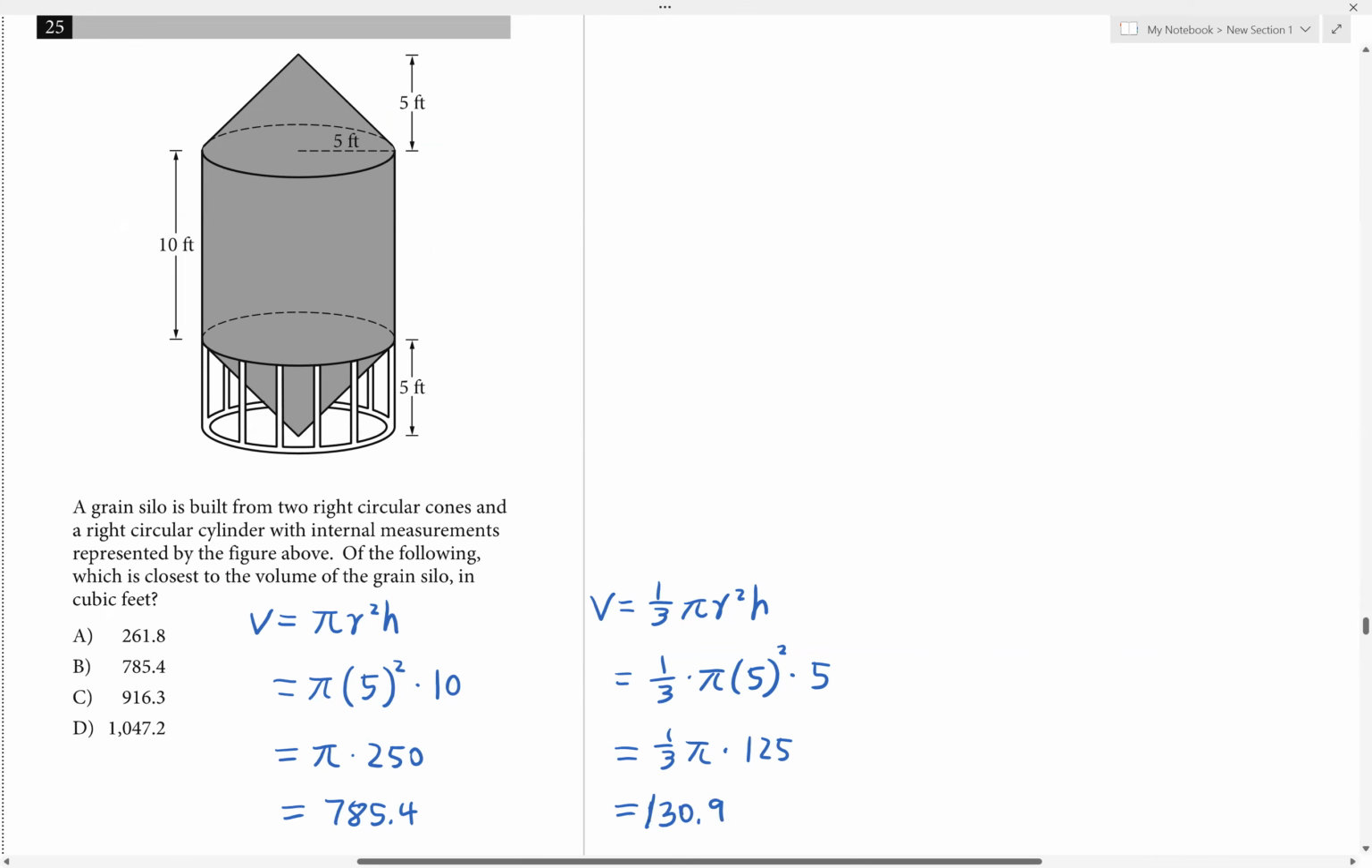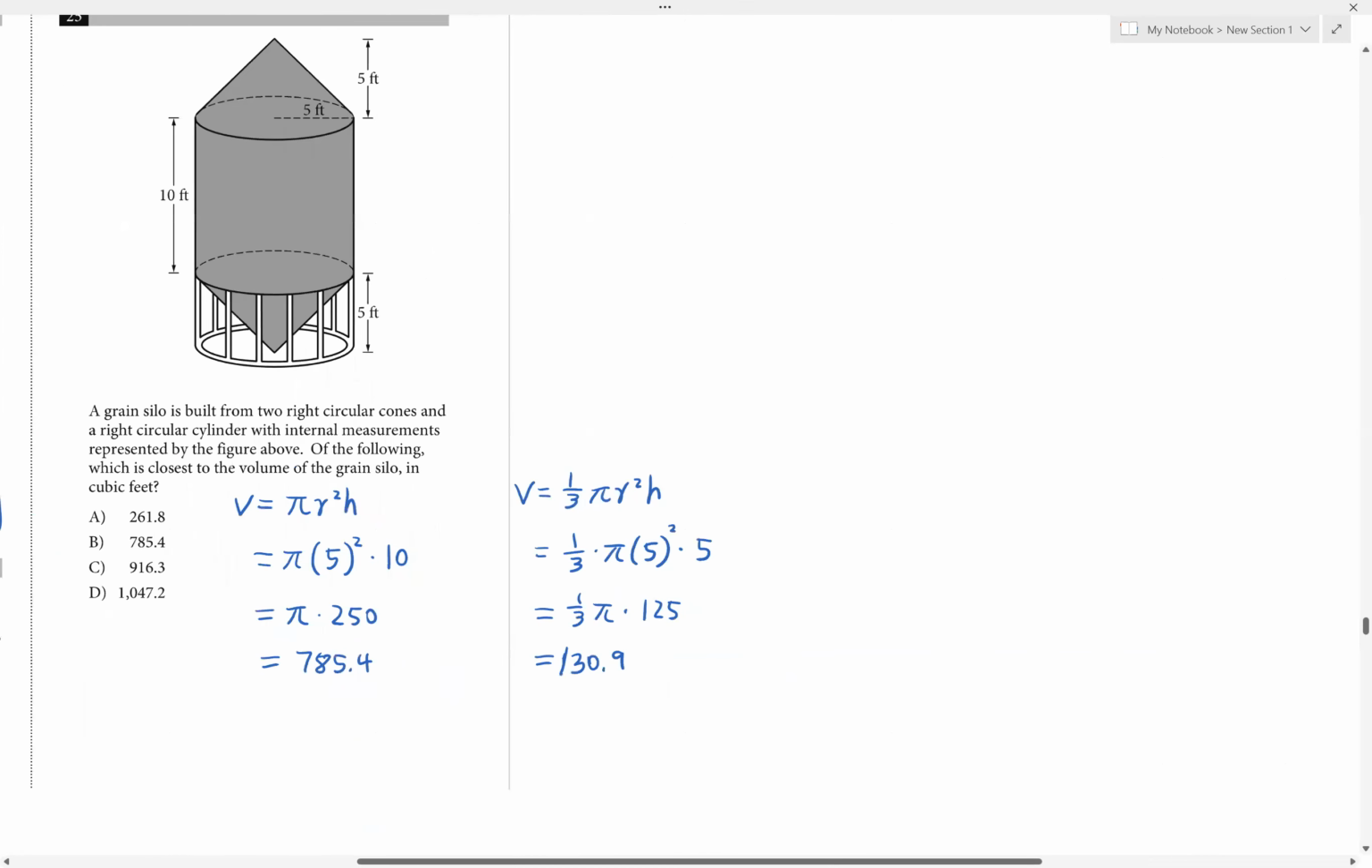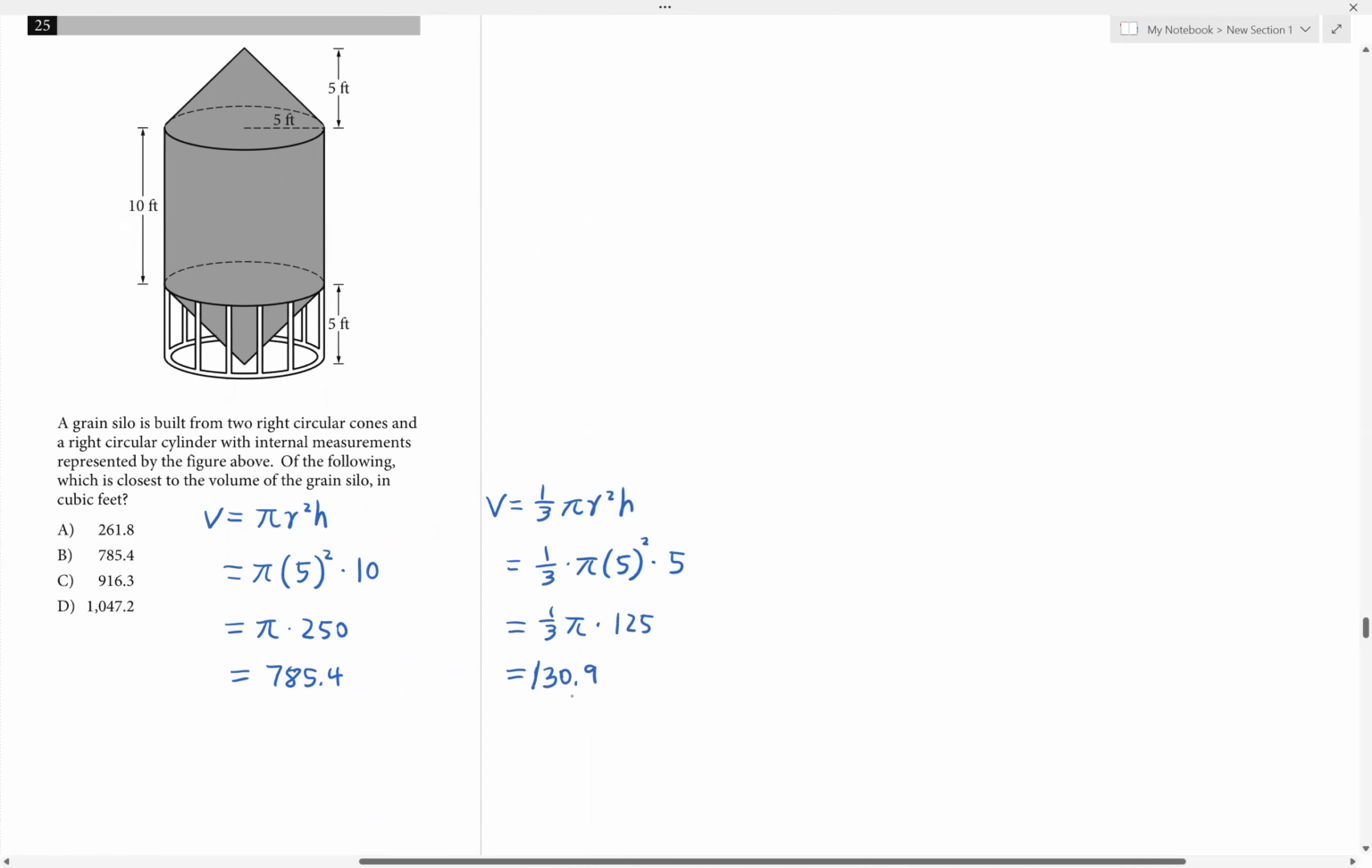130.9. Okay. Now to find the total volume, right, keep in mind we have 2 cones, right? So this number I had to multiply by 2. Right. So let's do that. Times 2, we get 261.8. And then add them together here. Okay. So 785.4 plus 261.8. The total is 1047.2. All right, and we do have that. Should be answer choice B for number 25.